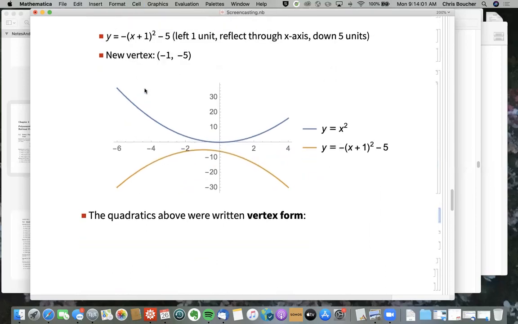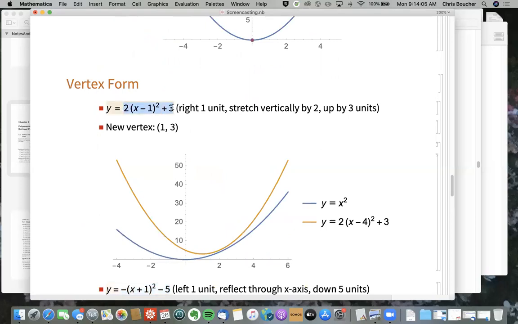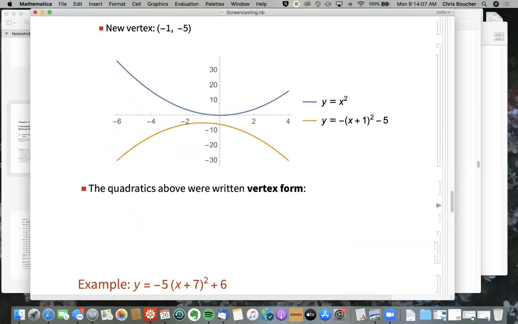In general, this form that this one is written in, and also this, is called vertex form for a parabola.